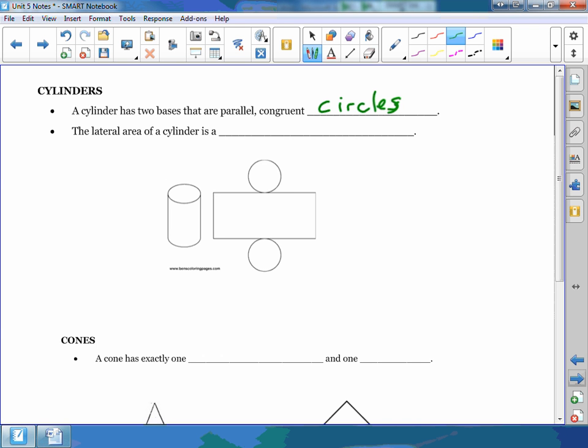Yeah, if you unraveled a cylinder, you're going to get a rectangular region in the middle there. Just like if you took a piece of paper and rolled it up to make a cylinder, the piece of paper is a rectangle, but it would serve as the lateral area when everything's put together.